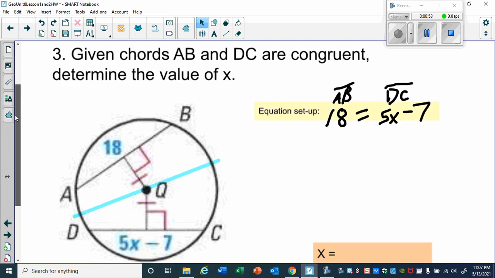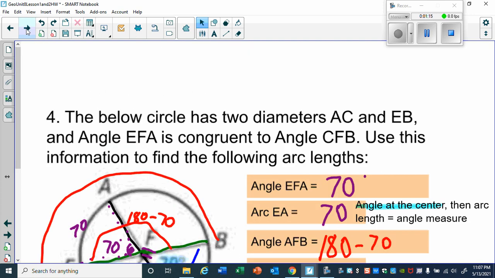Chords AB and DC are congruent. Determine the value of x. Well, these two chords, not only are we told they're congruent, but basically you have this circle. It's a mirror image. So you set 18 equal to 5x minus 7. Solve for x. Good to go.